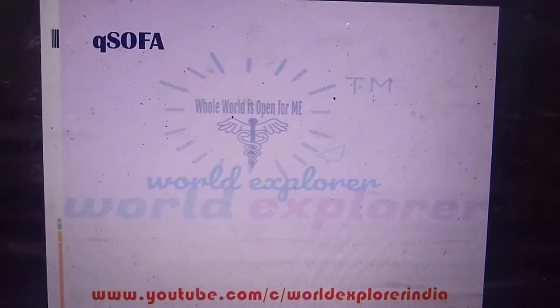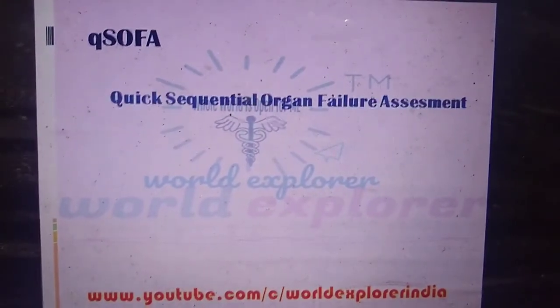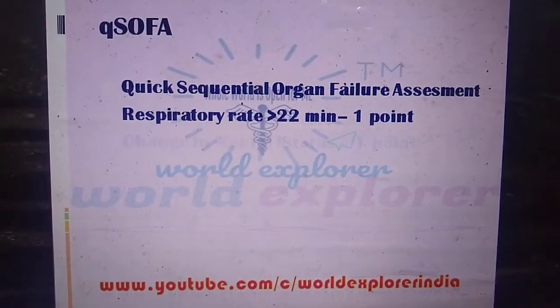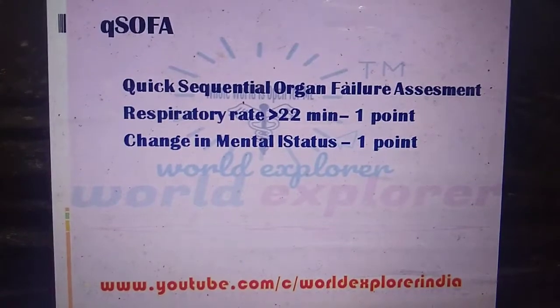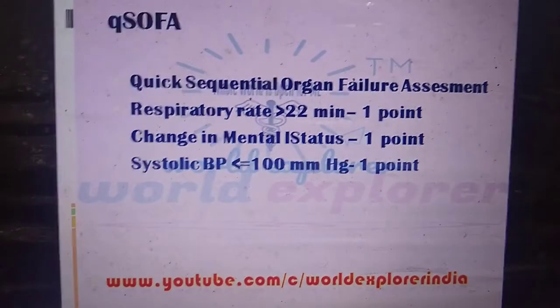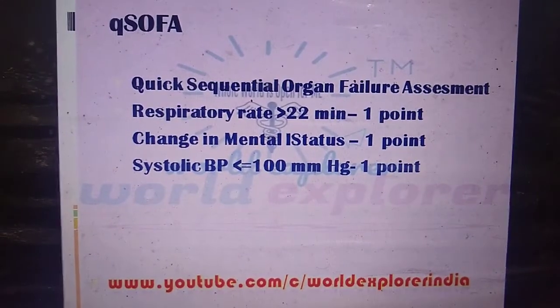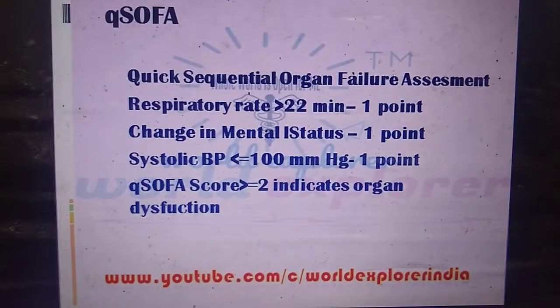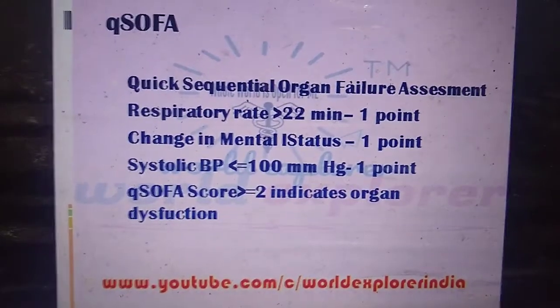Next is the Q-SOFA score. This is a modified version of the SOFA score, the quick sequential organ failure assessment. They are using only 3 parameters here. Respiratory rate, if greater than 22, they give 1 point. If there is a change in mental status, they give 1 point. And if systolic blood pressure is less than 100 mmHg, it is 1 point. So they use these 3 parameters, and if the score is 2 points or more, they say this is an organ dysfunction.